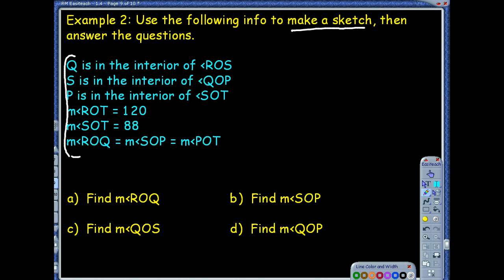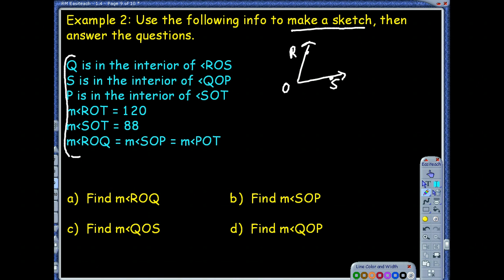So starting here, it says Q is the interior of angle ROS. So how should I start drawing this picture? I would start with drawing angle ROS. So I'm going to draw an angle. And here's the deal. We don't really know what kind of angle. I mean, notice they don't even tell you the measure. So it's just a sketch. It could be obtuse. It could be acute. It could be straight. We just know angle ROS.